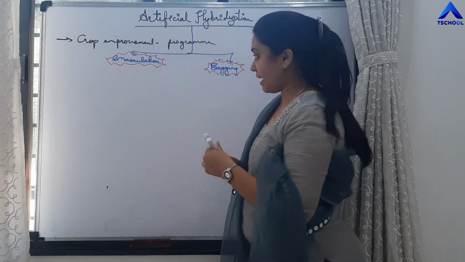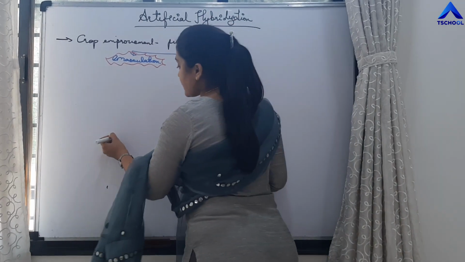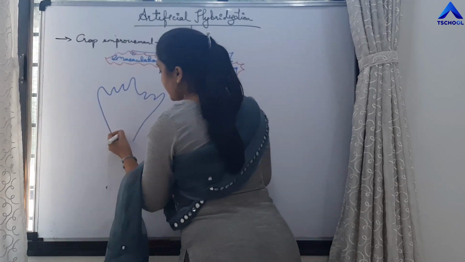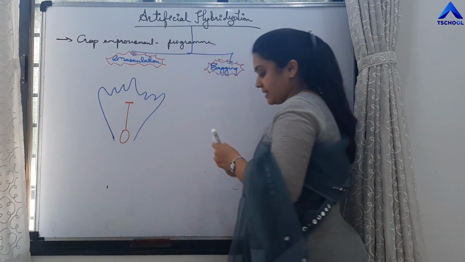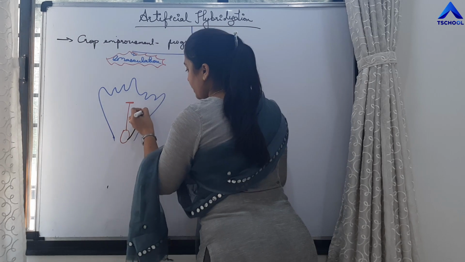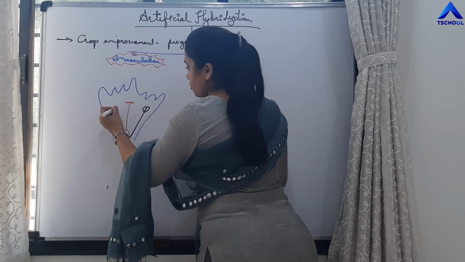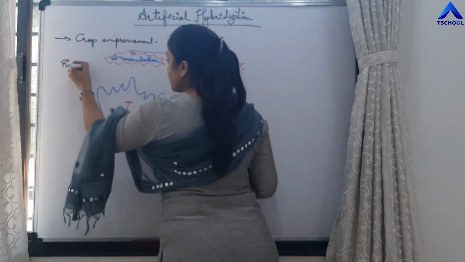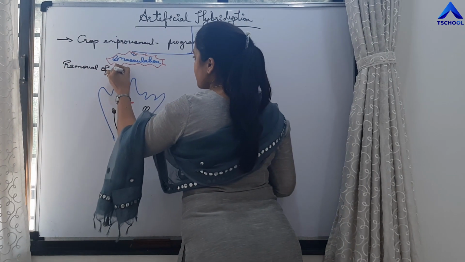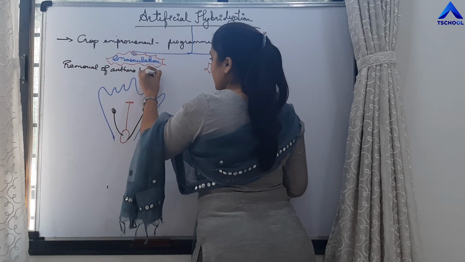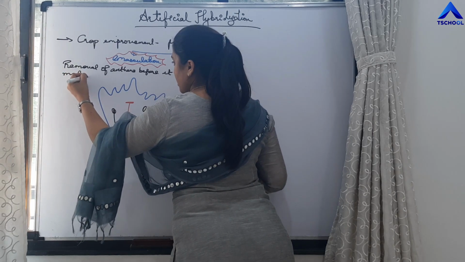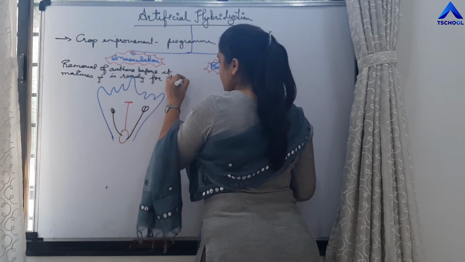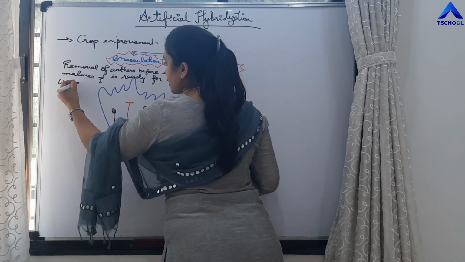What is emasculation? If a flower is a bisexual flower, which means the flower possesses the ovary, stigma and style as well as the anthers, then what is emasculation? That is removal of anthers before it matures and is ready for dehiscence, using forceps.